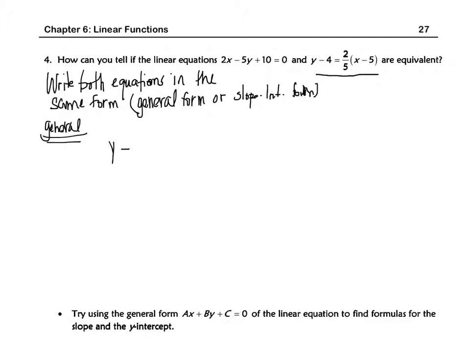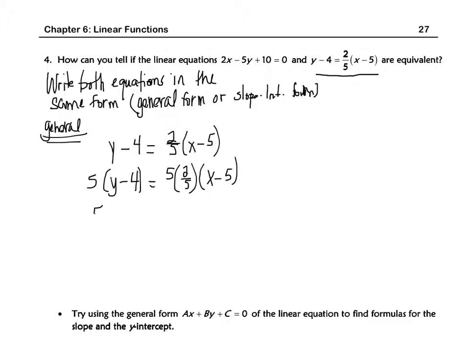So y minus 4 equals 2/5 x minus 5. I need to multiply both sides by 5 to get rid of that fraction. And that's going to give you 5y minus 20 equals, that's understood to be over 1, so that's 10 over 5, or cancel out your 5s, so it's going to be 2 either way. And then that's 5y minus 20 equals 2x minus 10.